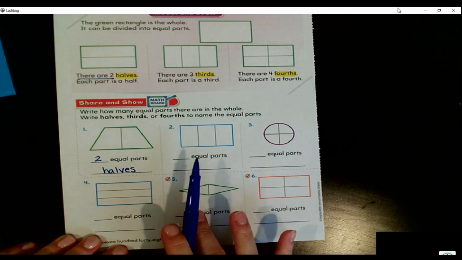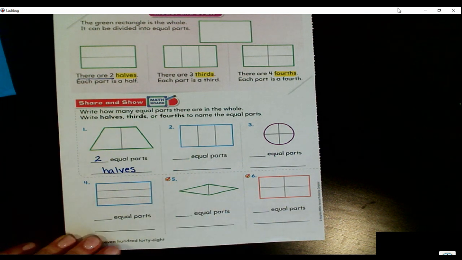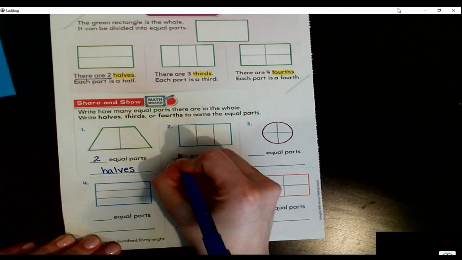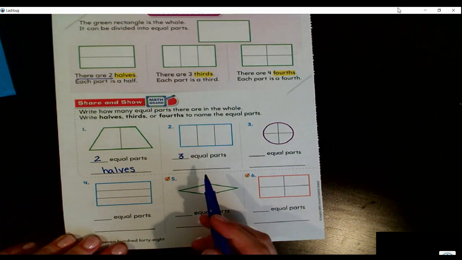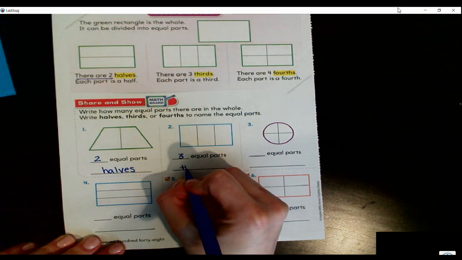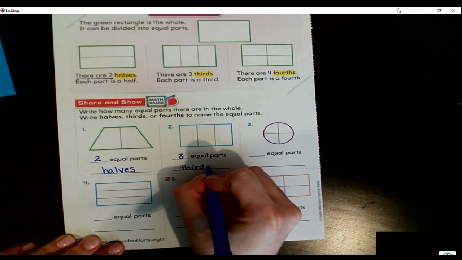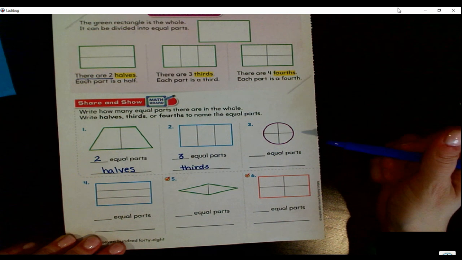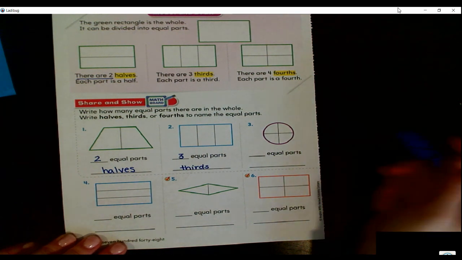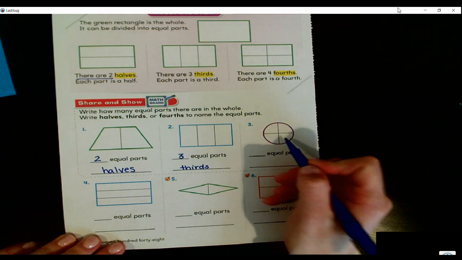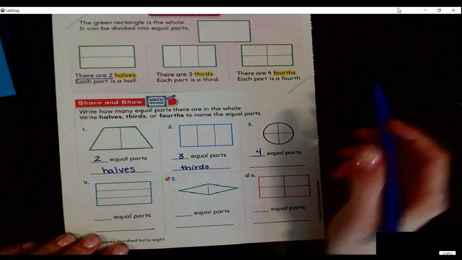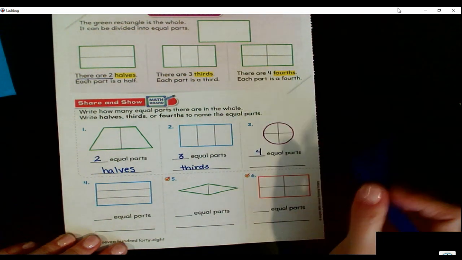Take a look at number 2. How many equal parts are there? Well, there's 1, 2, 3 equal parts. And 3 equal parts, now look up here, are called thirds. How many equal parts are here? I'm going to give you a second to think. You got it. There's 4. 1, 2, 3, 4. There's 4 equal parts. And when I have 4 equal parts, those are called fourths.